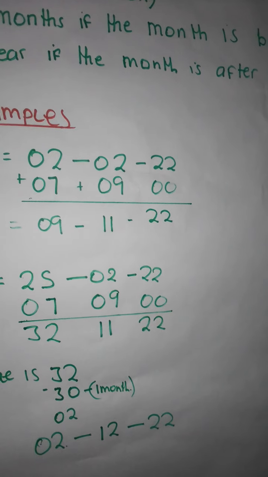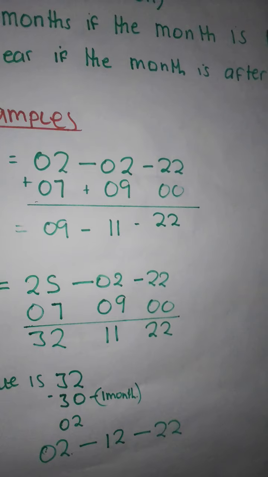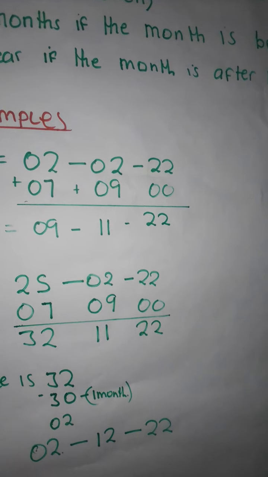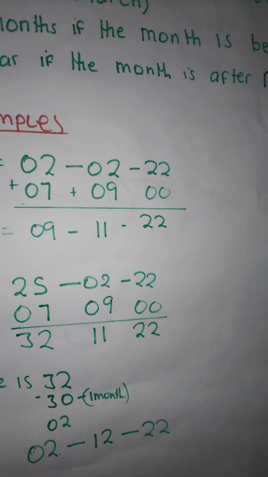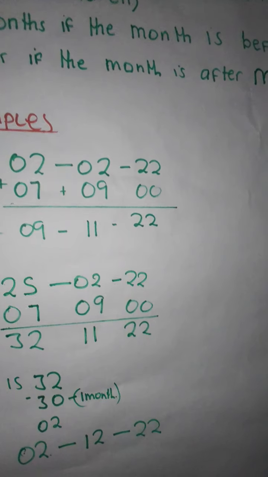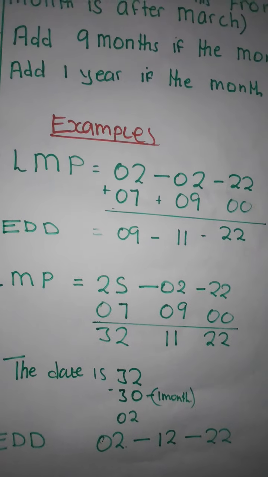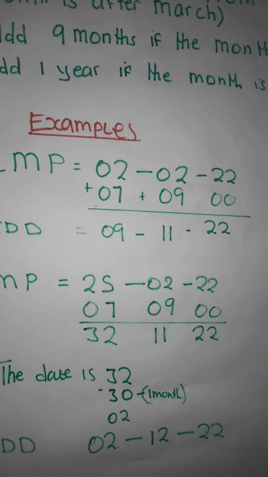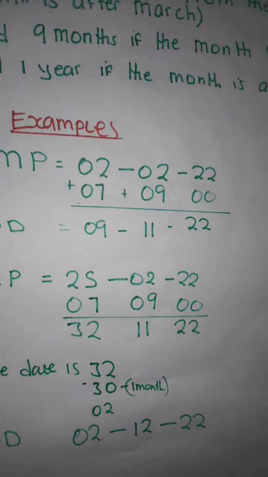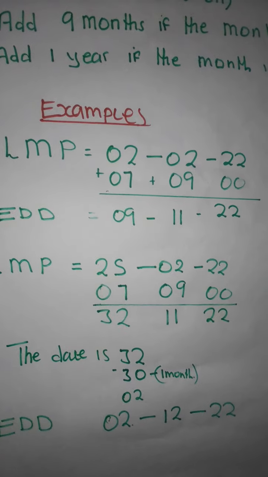Now when we add 2 plus 7, it's going to give us 9. When we add 2 plus 9, it's going to give us 11. And when we add 22 plus 0, it's going to give us 22. So meaning our expected date of delivery will be 9 November 2022. Okay, here's another example, the second example.